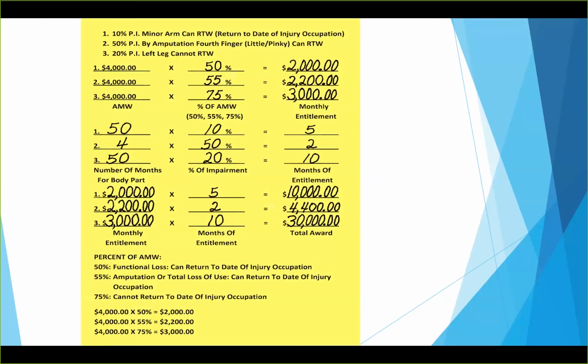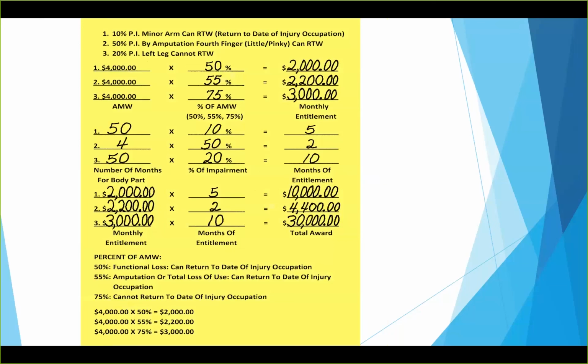Moving on to number 2, we have a 50% permanent impairment by amputation of the fourth or little finger. And again, the injured worker can return to work. Now in this example, we're going to use 55% of the average monthly wage because of the amputation. That gives us a $2,200 monthly entitlement. And 4 months is what the pinky is worth, or little finger in the law book, at 50% of the average monthly wage. That's 2 months of entitlement at $2,200 a month for a total award of $4,400.